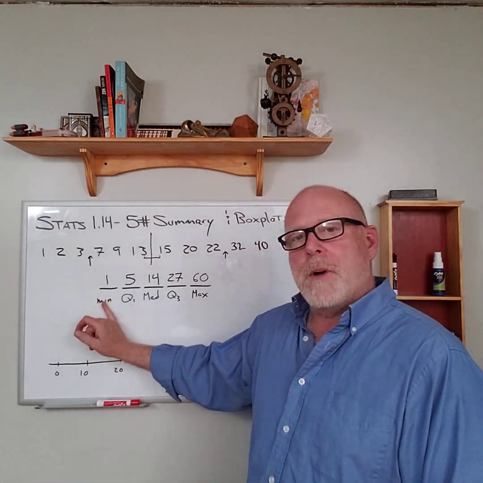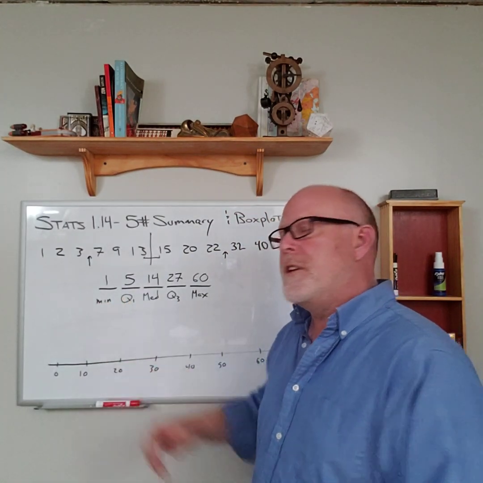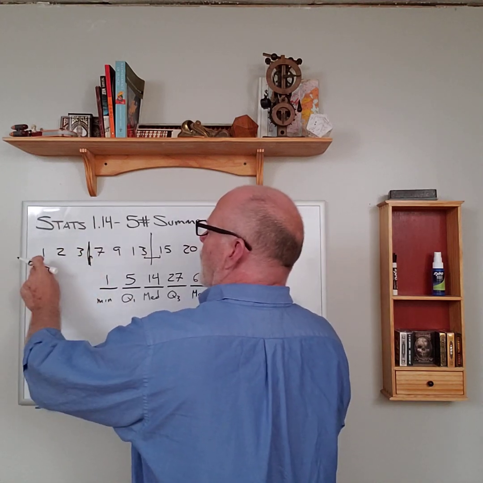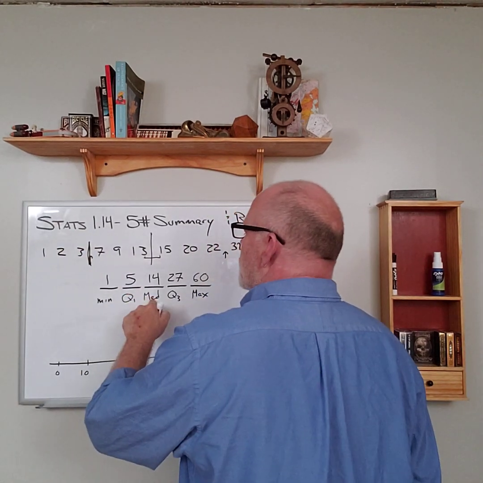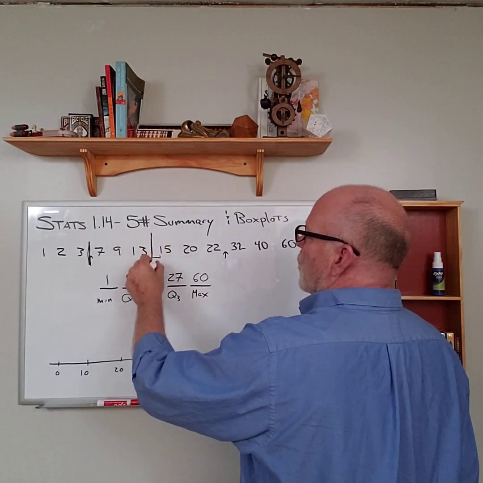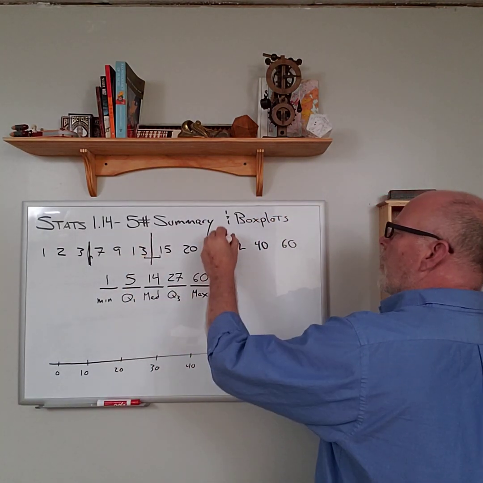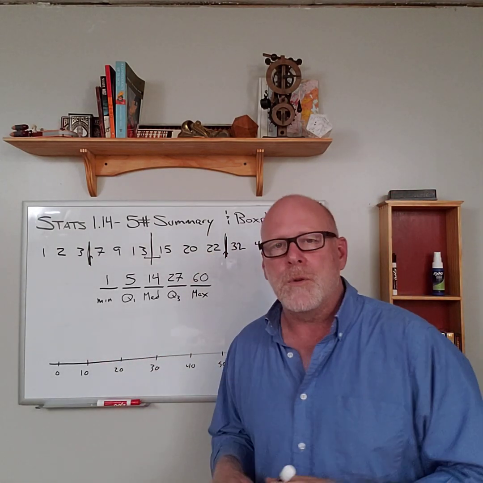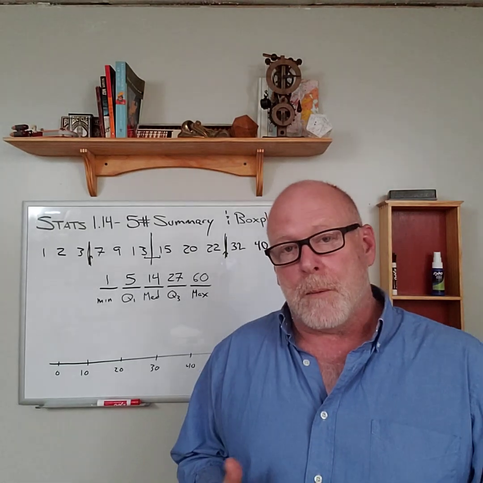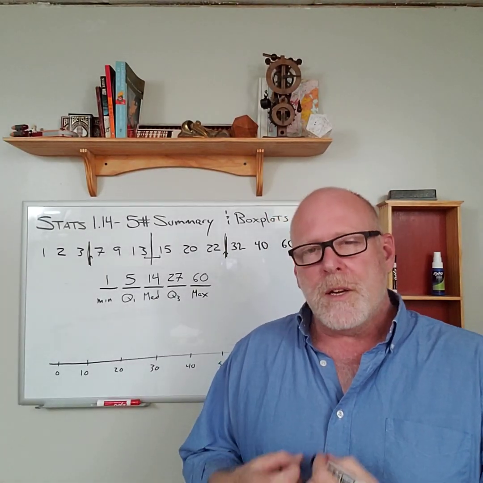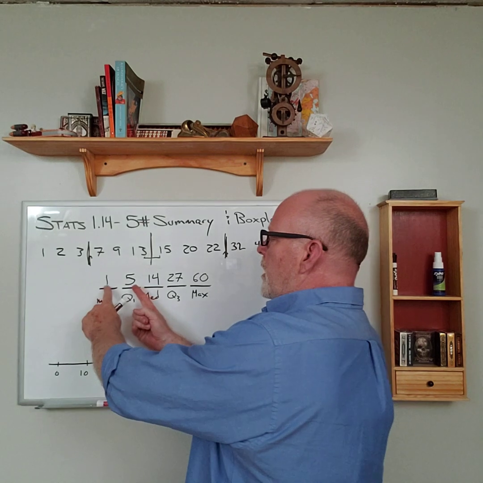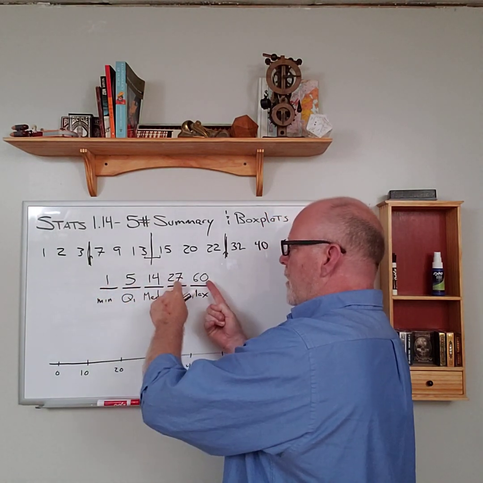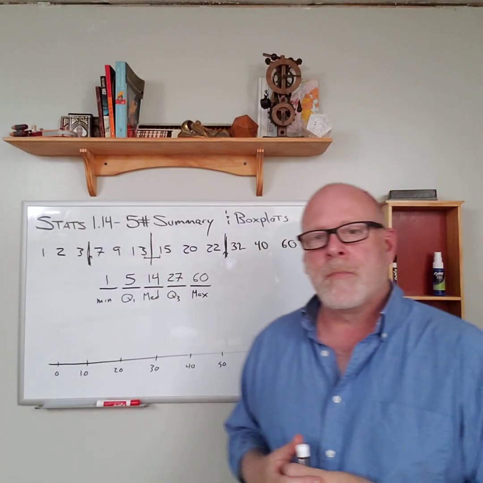So this is the minimum, smallest number. 1/4 of the data falls below 5. 2/4 of the data, or half, fall below 14. 3/4 fall below 27. And all of the data falls below or equal to 60. So that's our 5-number summary. And what that tells us is that 1/4 of the data falls in each of these ranges, between 1 and 5, between 5 and 14, between 14 and 27, between 27 and 60.